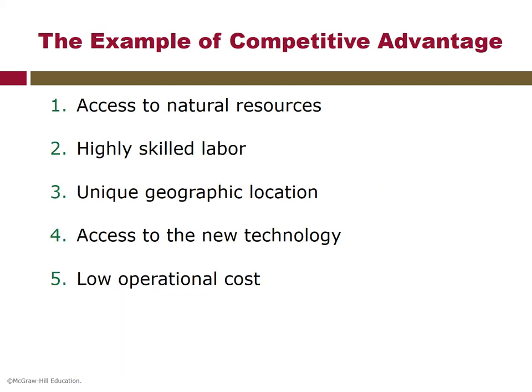What are examples of competitive advantage? A company has a competitive advantage if they have direct access to natural resources, highly skilled labor, a unique geographic location accessible to the resources as well, access to new technology, and low operational costs.